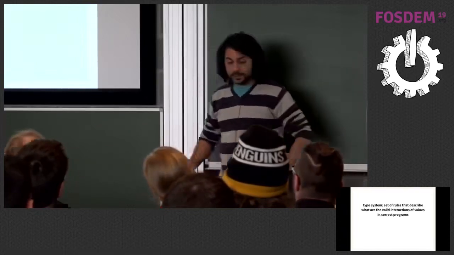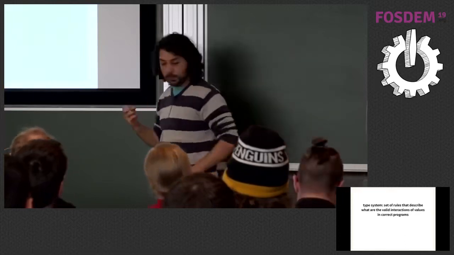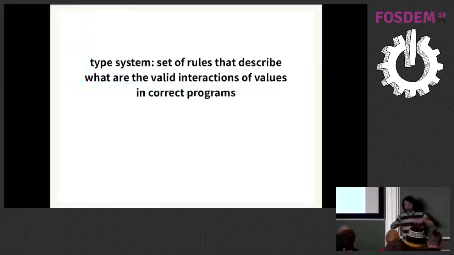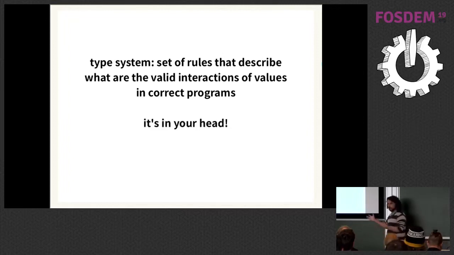Yes. So if you think about the type system as being the set of rules that describe what are the valid interactions of values in correct programs, which are the things that a type checker checks, right? Essentially the type checker for those languages is in your head. You are the type checker. But if you take the C language, it has a type checker implemented inside GCC, you can look at the source code and see this is a type checker and this is what it does. Those are the rules, right?